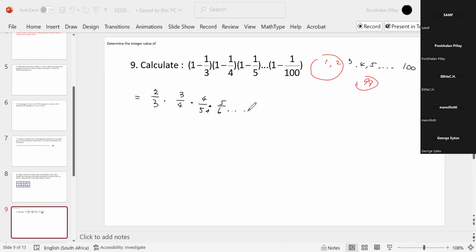I'm going to put dot, dot, dot, dot, dot, dot, dot. And then right at the end here, you got what must you add to 1/100? It's 99/100. And the one just before that would have been 98/99.